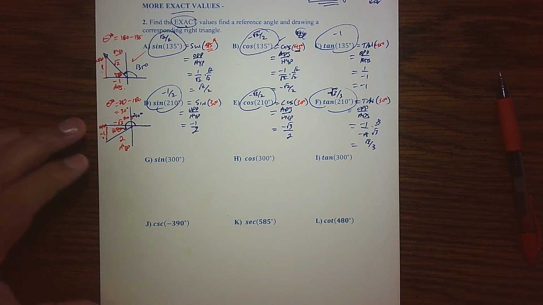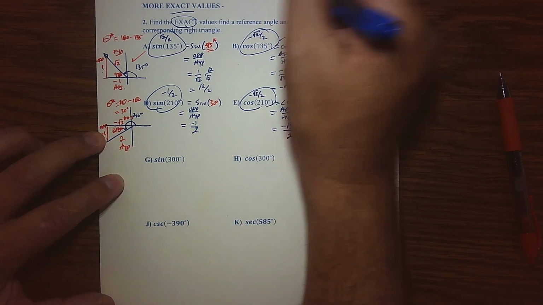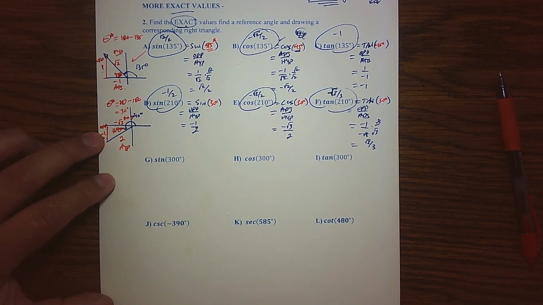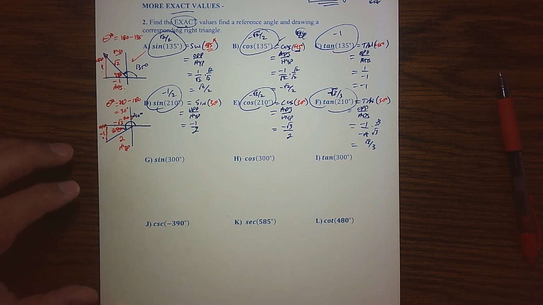So that is how I use a reference angle in conjunction with our right triangle knowledge of 30, 45, 60-degree right triangles. We're almost 8 minutes into this, and I've got 8 more problems to do. So how about I pause, and we'll just go to a new video and look at 300, and then these other little crazy ones, 390 and 585 and 480.